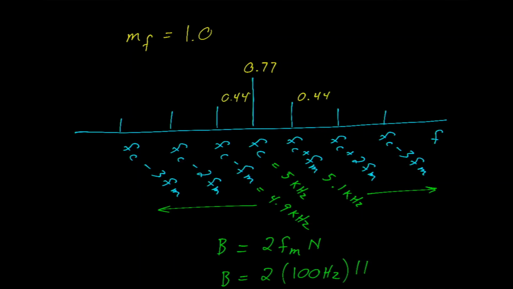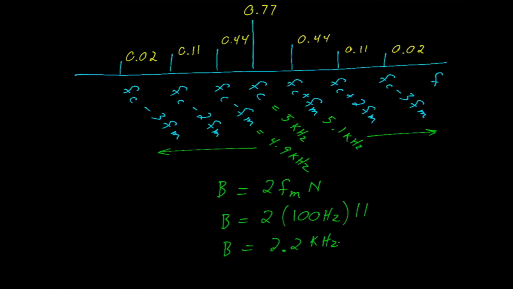The second sideband pair would be at 0.11. And that third sideband pair would be at 0.02. Since there are only 3 sideband pairs, let's come back, erase this, and enter 3 for n, where n is sideband pairs, giving us a bandwidth of 300 times 2, which is 600 hertz.